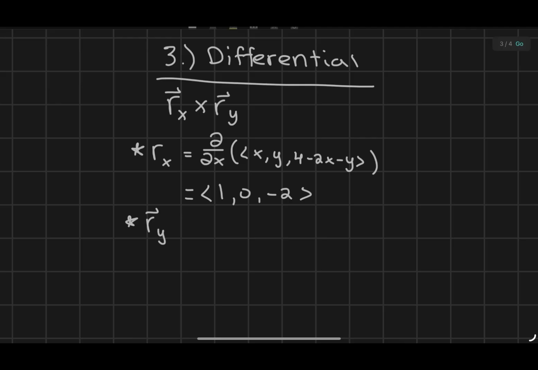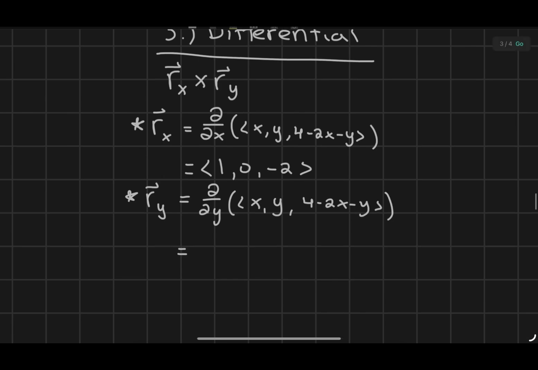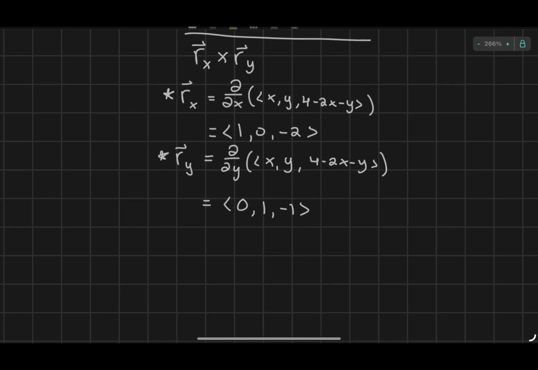Now our r sub y is going to be the partial with respect to y of this parameterized surface. Partial with respect to y of x is going to be 0. Partial of y with respect to y is going to be 1. And the partial of 4 minus 2x minus y with respect to y is going to equal -1. Once again, note that 4 is constant, it's going to be 0, and that -2x is treated as a constant because we are differentiating with respect to y. So it's going to be -1. Now we are going to just take the cross product of these two, r sub x cross r sub y.